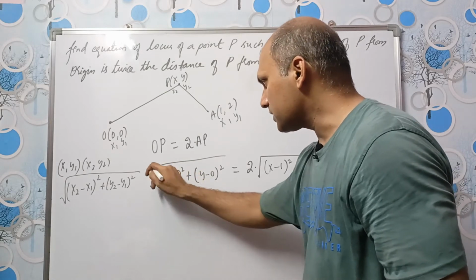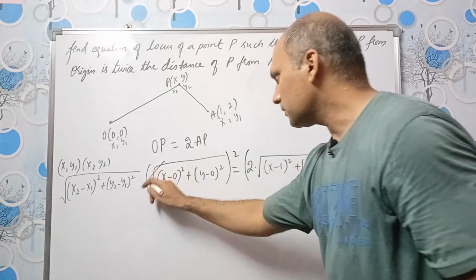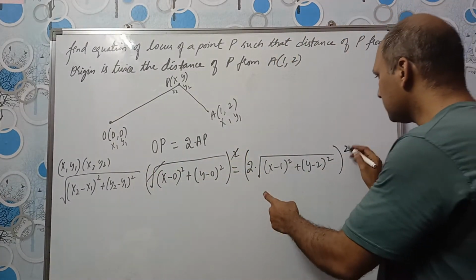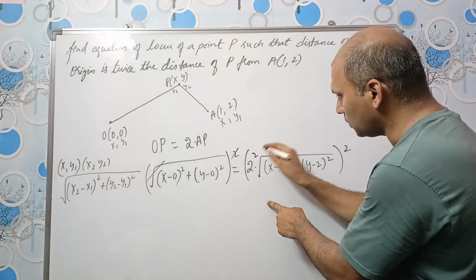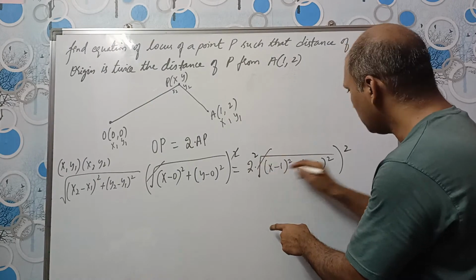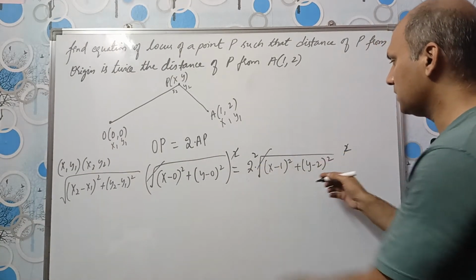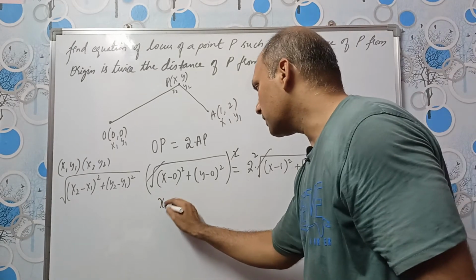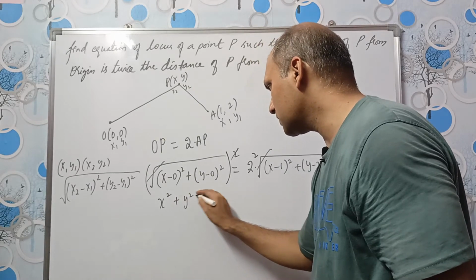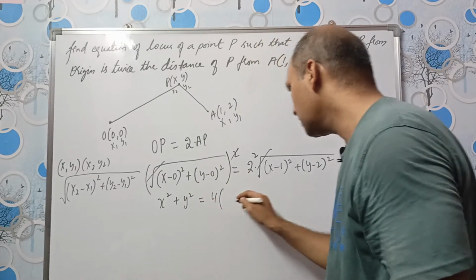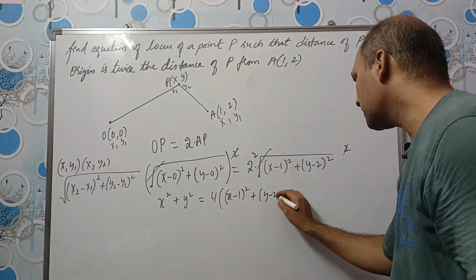So if you square on both sides, what will happen? This and this will get cancelled. Don't cancel this square and this root. First, this square is for 2 also. Now you can cancel this. Square is for this 2, square is for this root also, right? So square root will get cancelled. So we have x minus 0 is x, so this is x square, y minus 0 is y, so this will be y square is equal to 2 square will be 4, here we'll have x minus 1 whole square plus y minus 2 whole square.